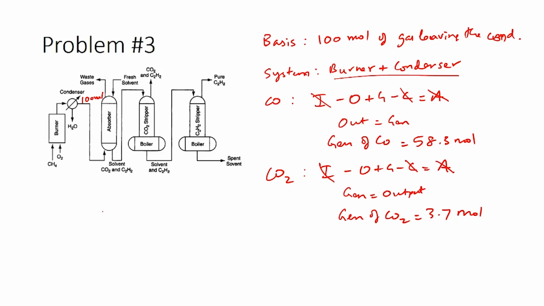Similarly, we can write an acetylene balance. The C2H2 balance would again be input minus output plus generation minus consumption equals accumulation. Accumulation, consumption and input go to 0. So, it becomes generation equals output, and using the composition of gases leaving, we know 8.5 moles of acetylene is leaving, which means that is the number of moles of acetylene which is generated in the burner.